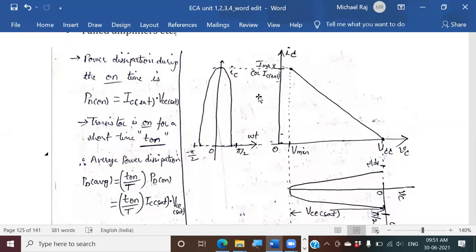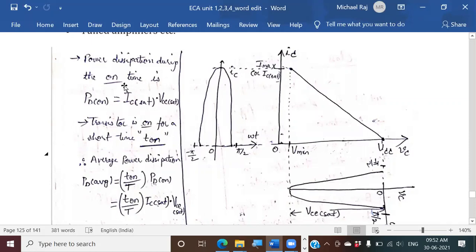What will be the on power? Yes, students, please answer. Power is voltage into current. So the on current is during this region. Actually, it is slightly varying. If it were a straight line, it would be IC sat, but we can approximate it to be IC sat. So the on current is IC sat. The on voltage is VCE sat.